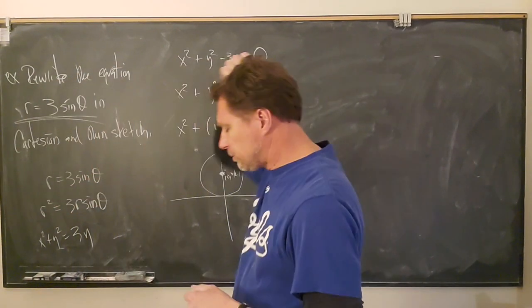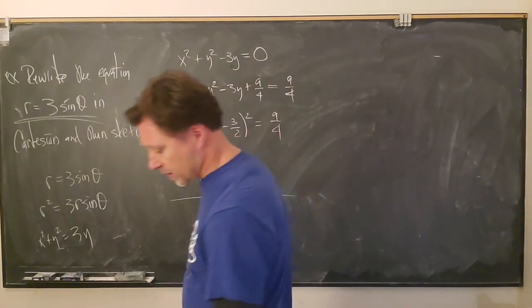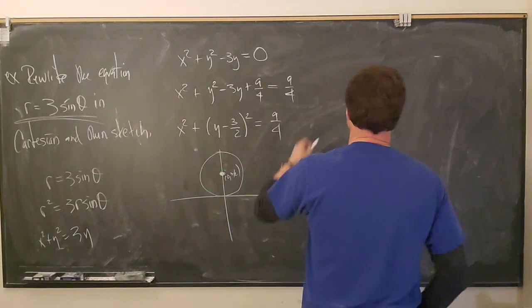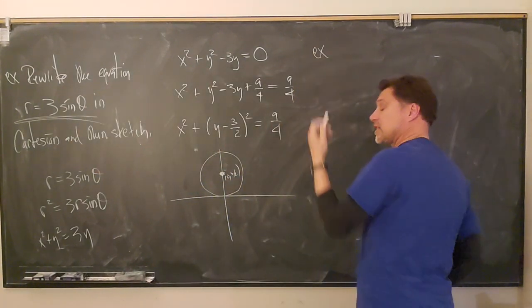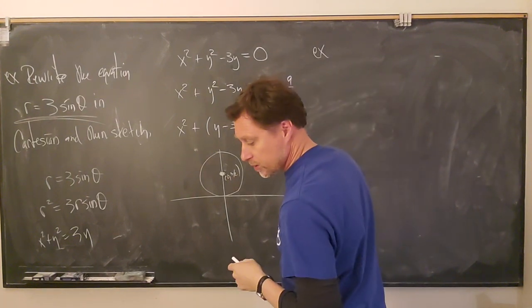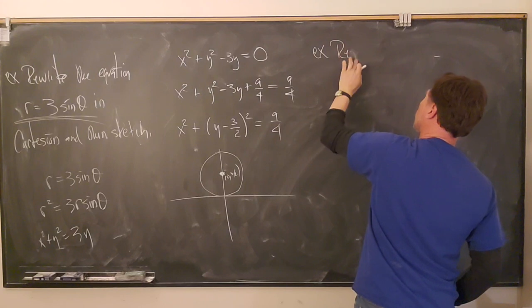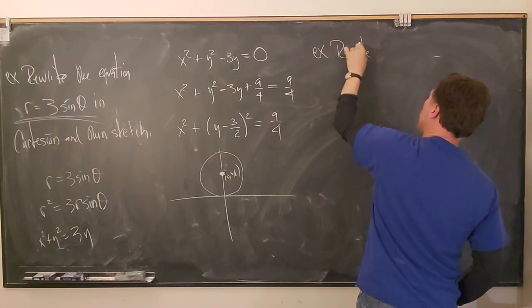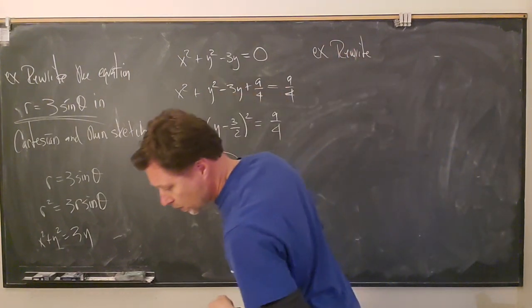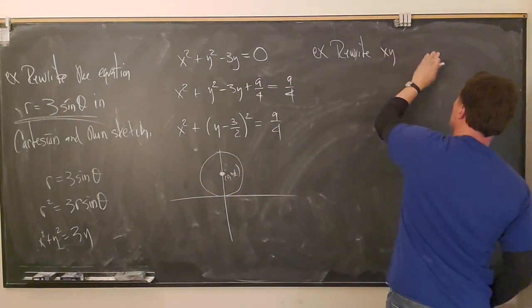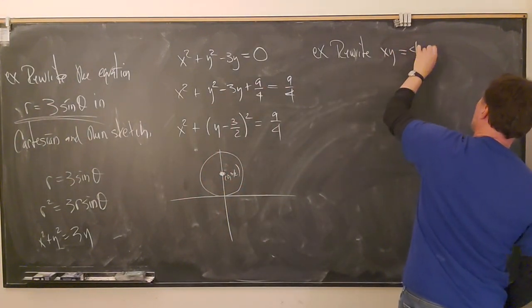Before I do so, though, I want to give a couple more examples of rewriting in polar coordinates. I'm not going to worry about the sketching. We're going to develop a sketching technique in just a minute. So let's rewrite xy = 4 in polar.